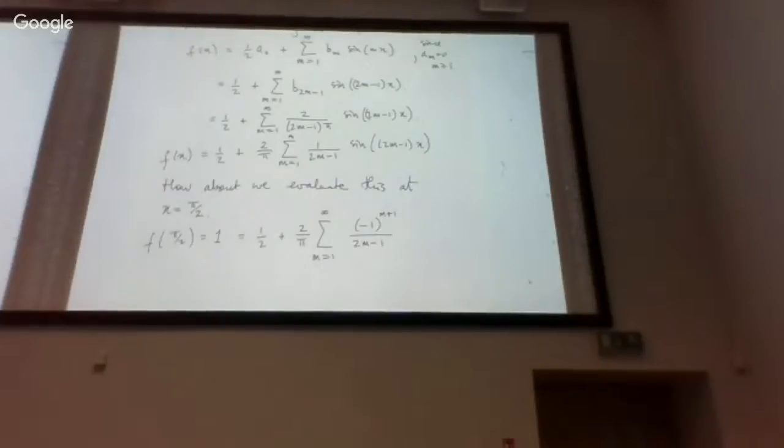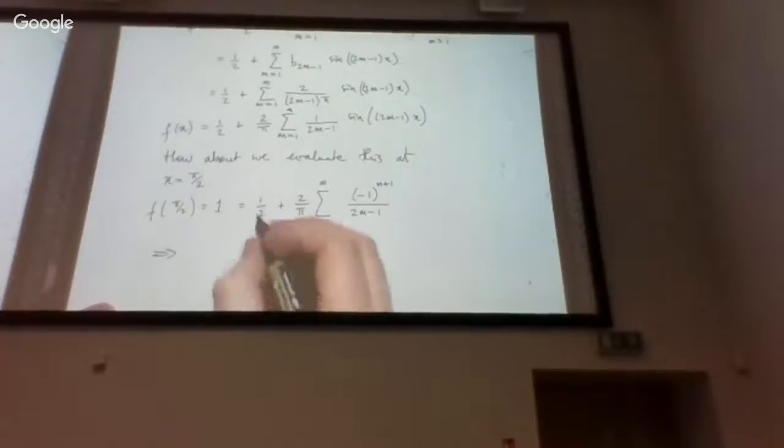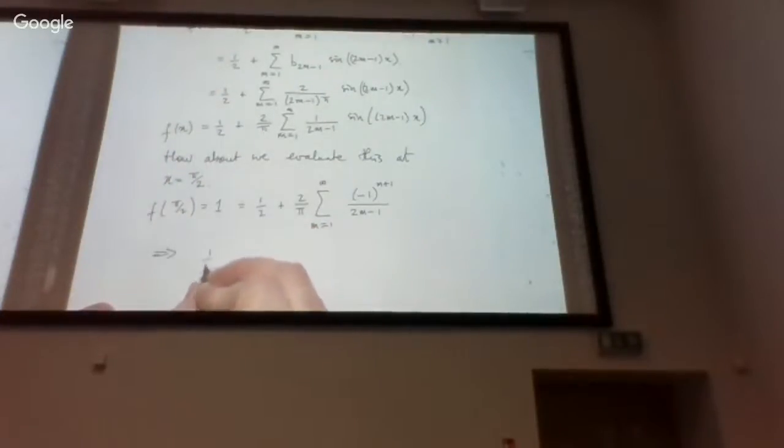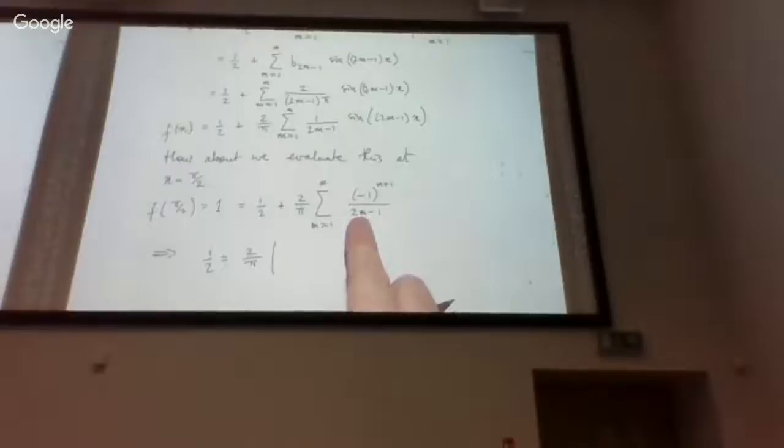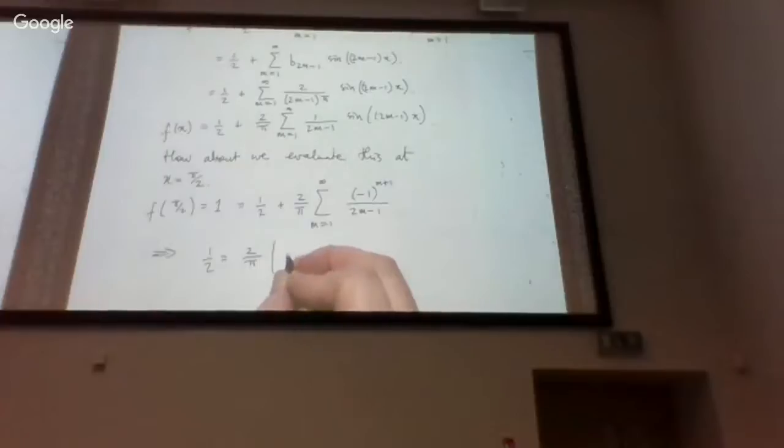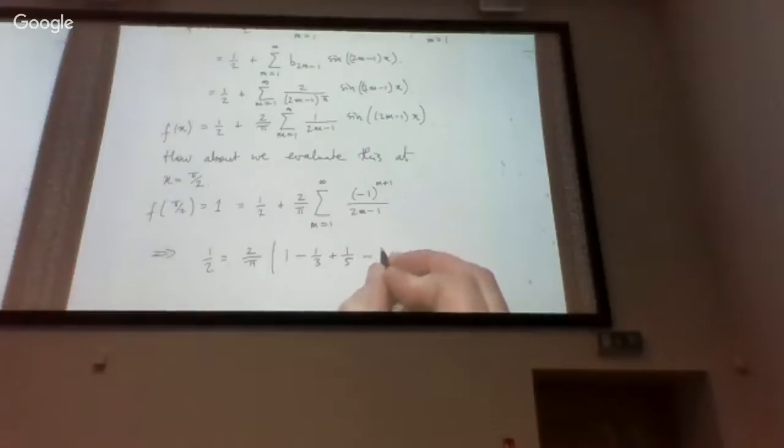It's an alternating positive and negative sign, but it begins positive at m equals 1. So what does this say? This tells us that this half here we can bring over the other side. A half is equal to 2 pi. You get a clearer idea of this sum if you just write it out. It's the alternating sum of the reciprocals of the odd integers, beginning with a positive sign. So it's 1 minus a third plus a fifth minus 1/7 plus a 9.